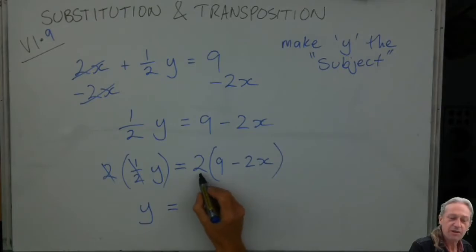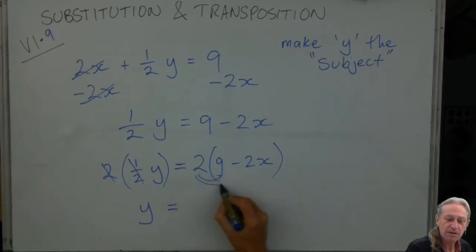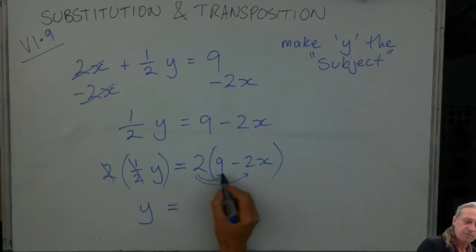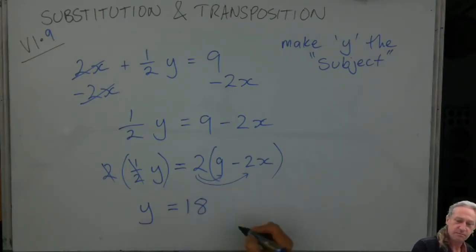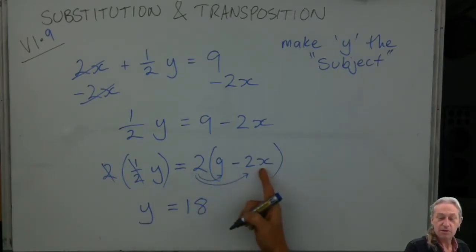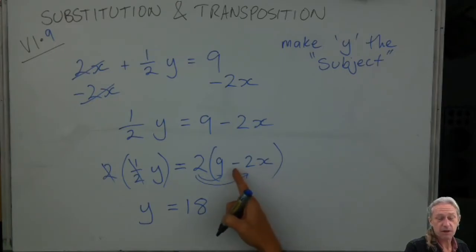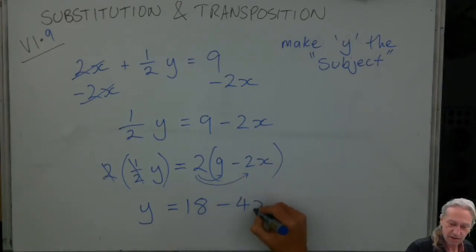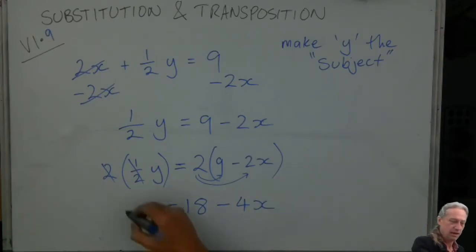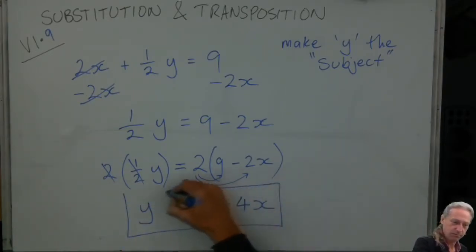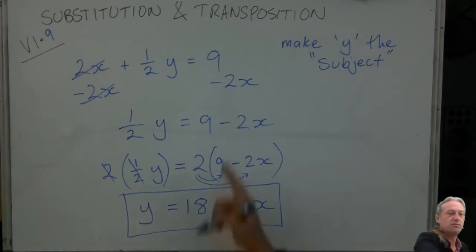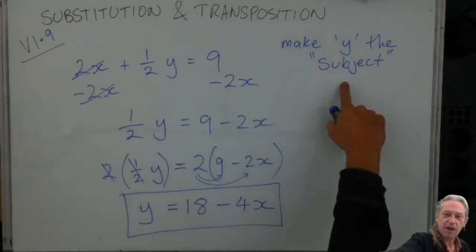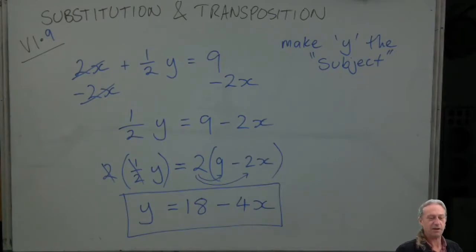And on this side, the 2 has to multiply by both things. So 2 times 9 is 18. 2 times 2x is 4x, but it's being subtracted. So we're taking away 4x. And that is our final version of what we started with, but we've made y the subject of the equation, getting it on its own.